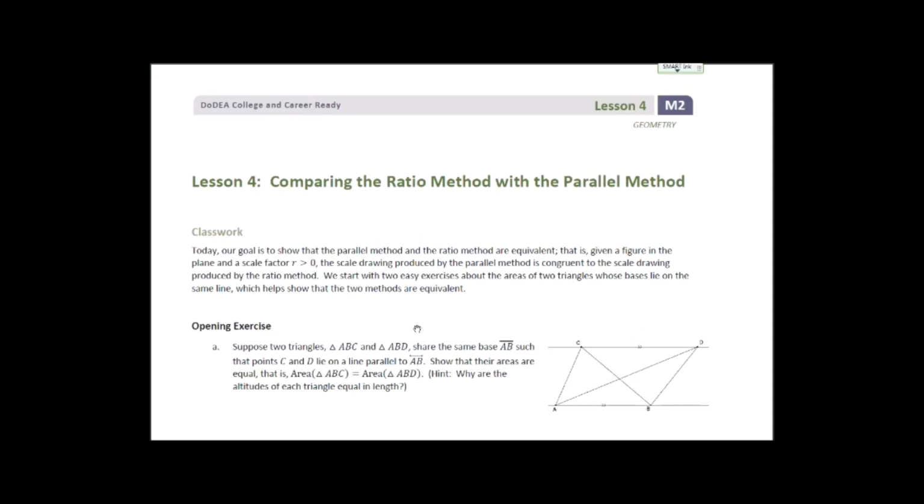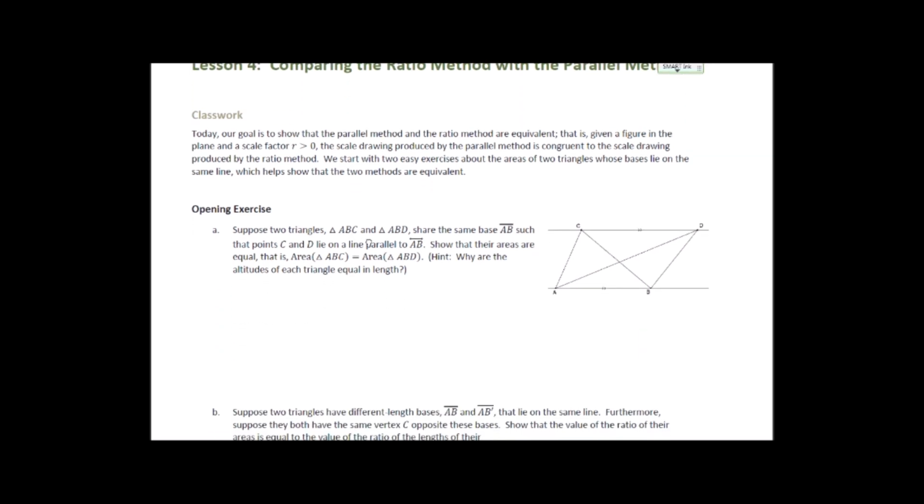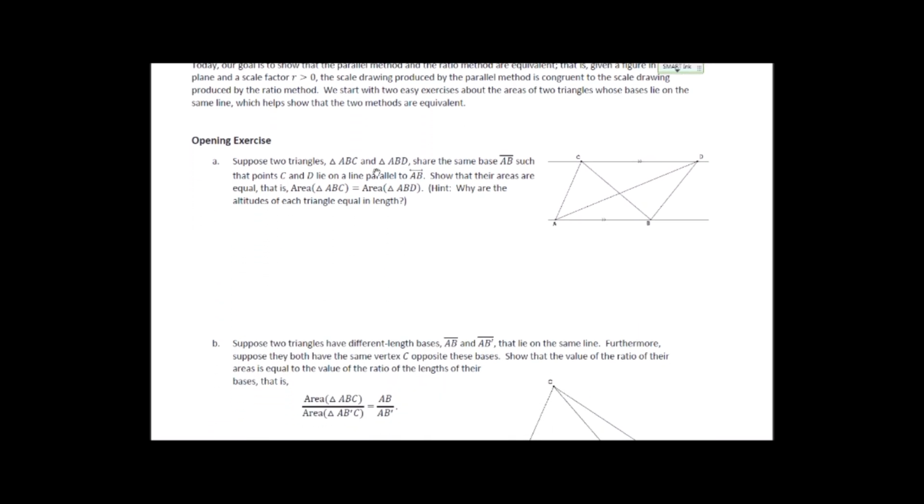Let's get started. Now, before we get into the proof of the Side-Splitter Theorem, there are two opening exercises that we have to go through because the proof uses these ideas. The first is we have two triangles, triangle ABC, which I've drawn in red, and triangle ABD, which I'll draw in green. Both have base AB, and points C and D lie on a line parallel to AB. Show that their areas, meaning the area of the red triangle and the area of the green triangle, are equal.